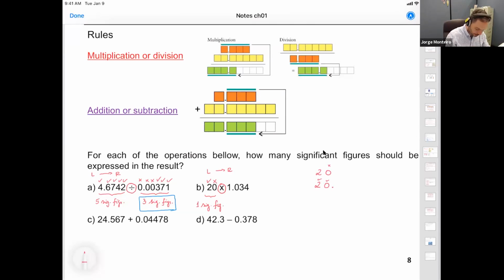And let's count the number of sig figures for the second digit. 1 is significant. After the 1, we have a 0 in between non-zero digits. That makes it significant. And then 3 and 4 are also significant, which means we have 4 sig figs. Our result is going to be limited by the lowest number of sig figs. Therefore, we must represent the result with just one significant figure.